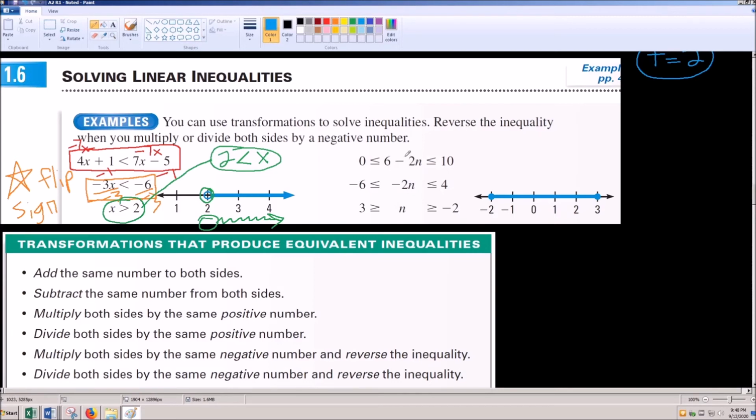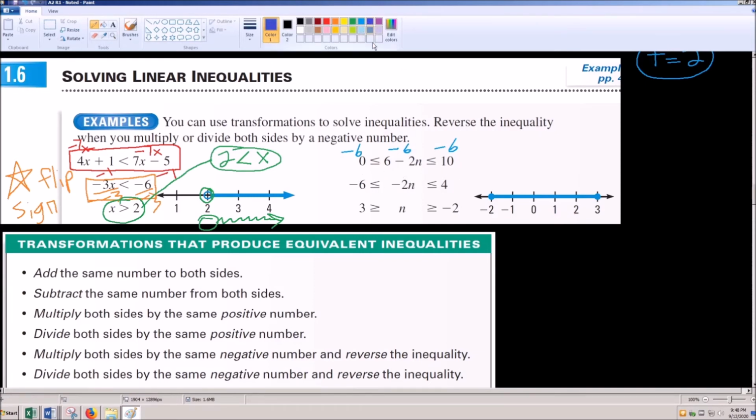So the first thing I would say we do is subtract 6. We want to get the negative 2n by itself. So subtract 6 from everywhere, subtract 6 from everywhere. So now I get negative 6 less than or equal to negative 2n less than or equal to 4.